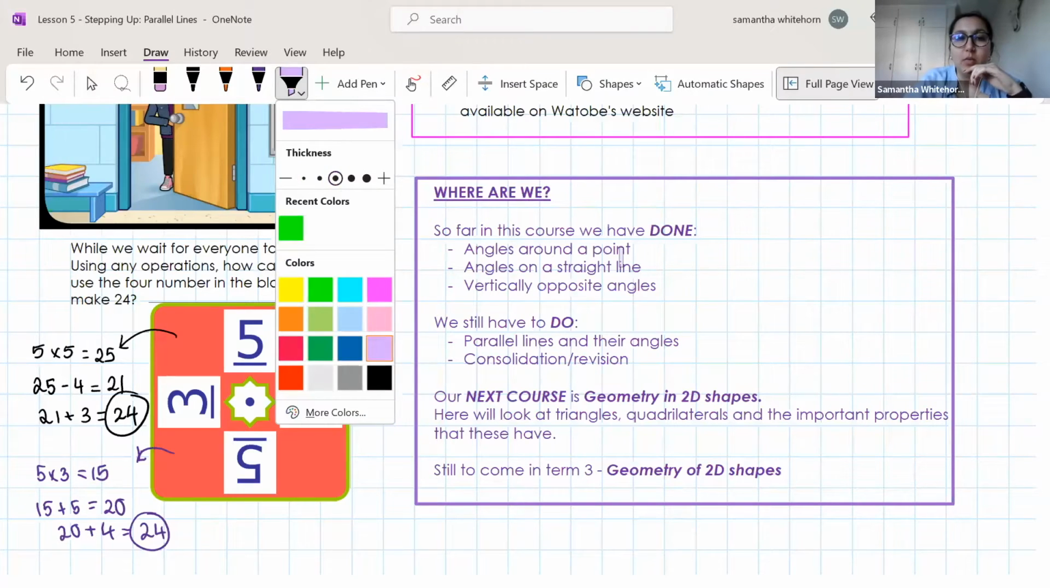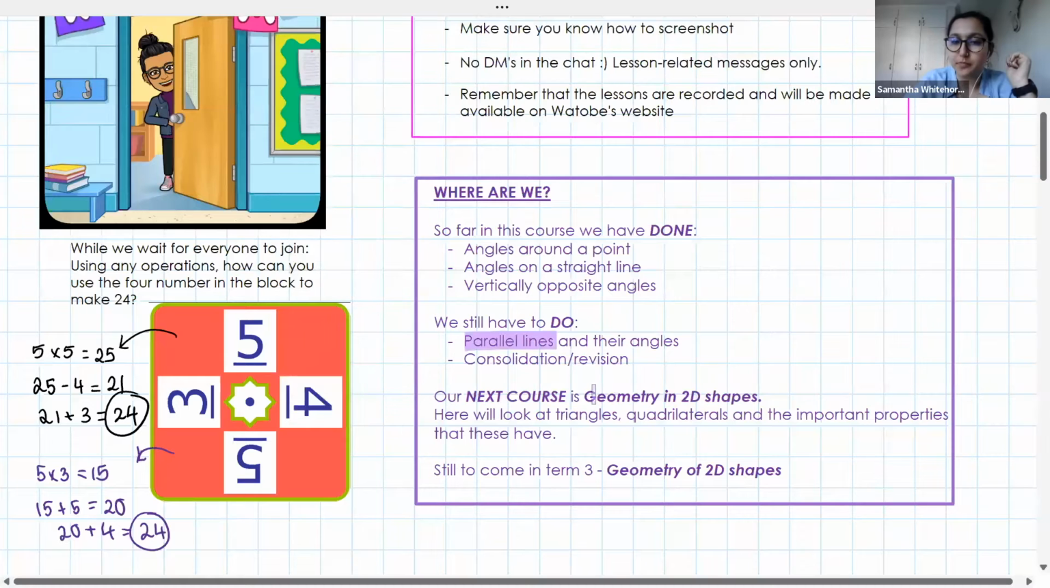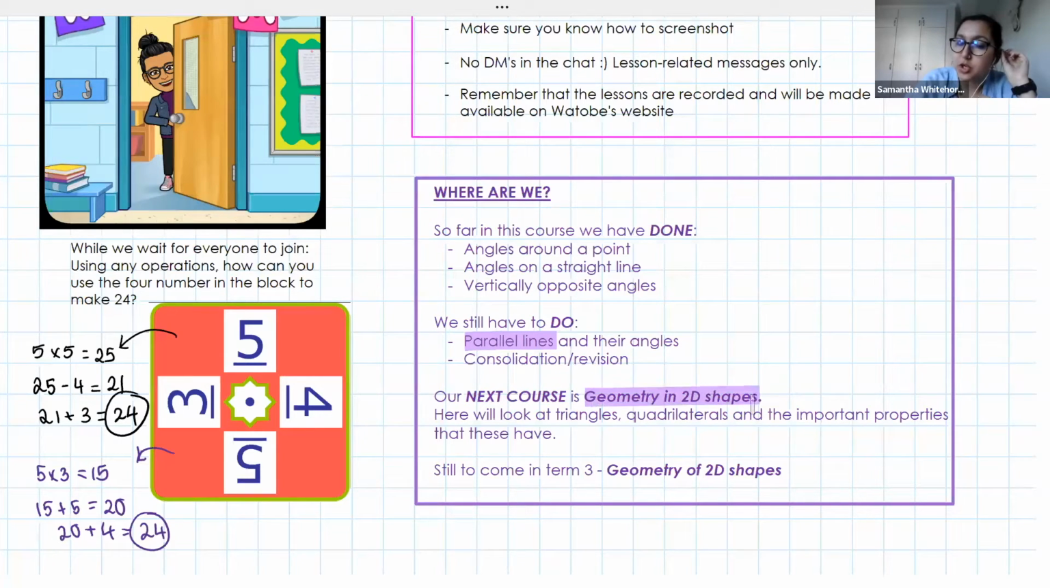Right now, what we're currently doing is we're looking at parallel lines. We are then going to move on next week, Monday, to 2D shapes or geometry in 2D shapes. We're going to focus very much on triangles, but we will have a look at some quads. And so we're sort of wrapping up our straight line geometry this week.